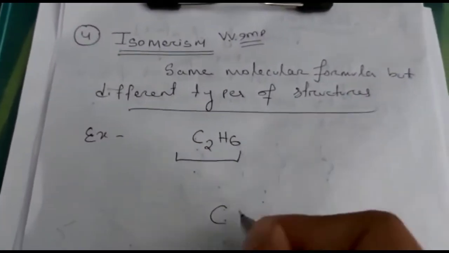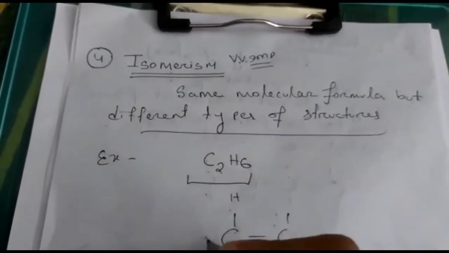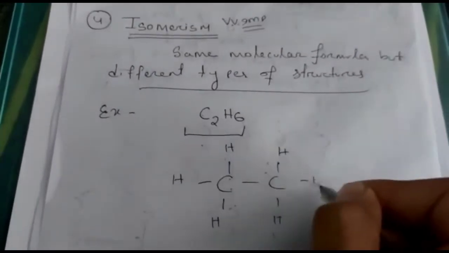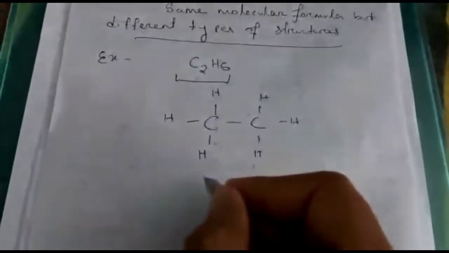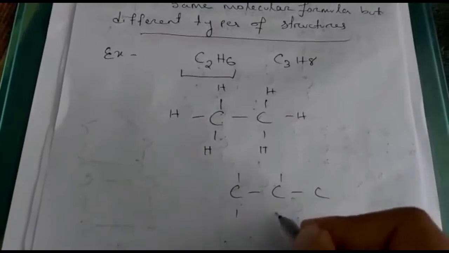What is the structure? You have 2 carbons and 6 hydrogens. Okay, you cannot change the structure of this compound. But as it is a 2 carbon compound, the 3 carbon also you can write the same way, that is C3H8. The compound is like this. Here you write down the hydrogens.